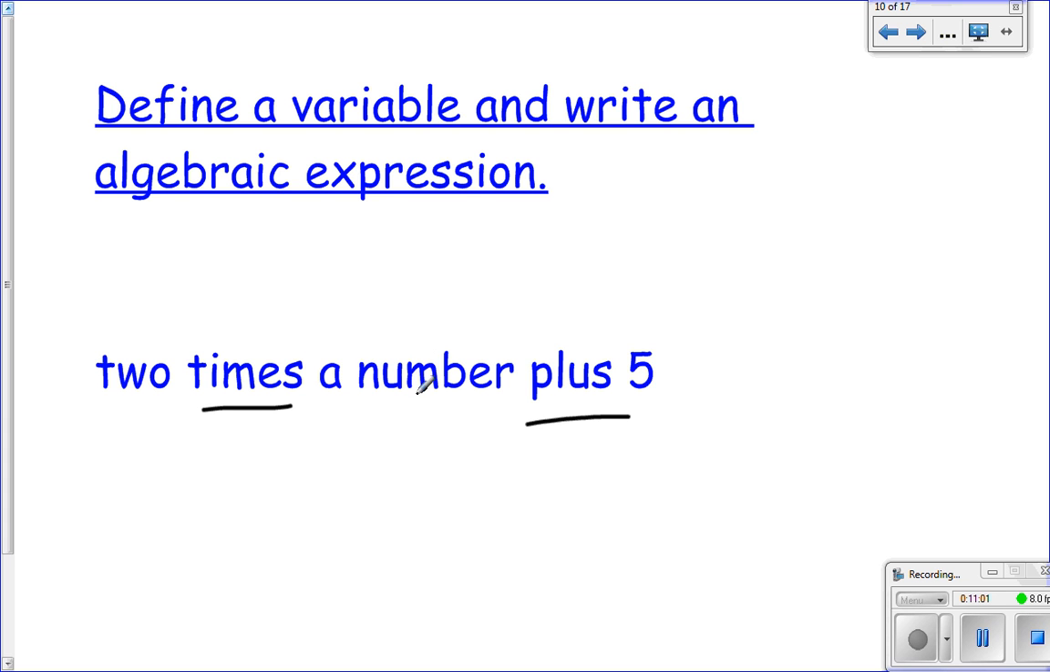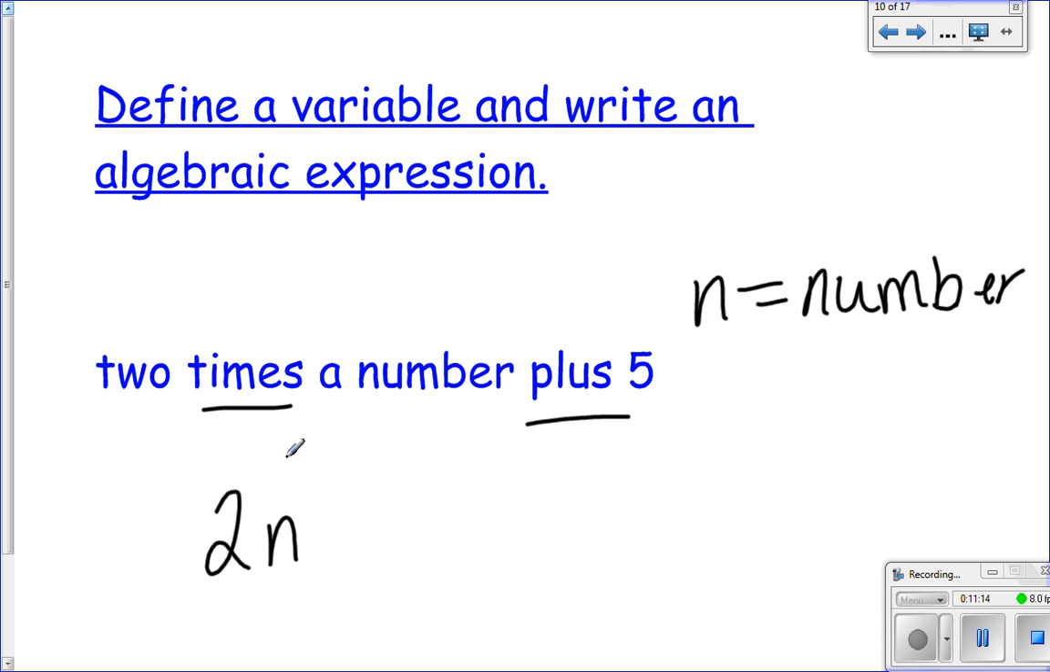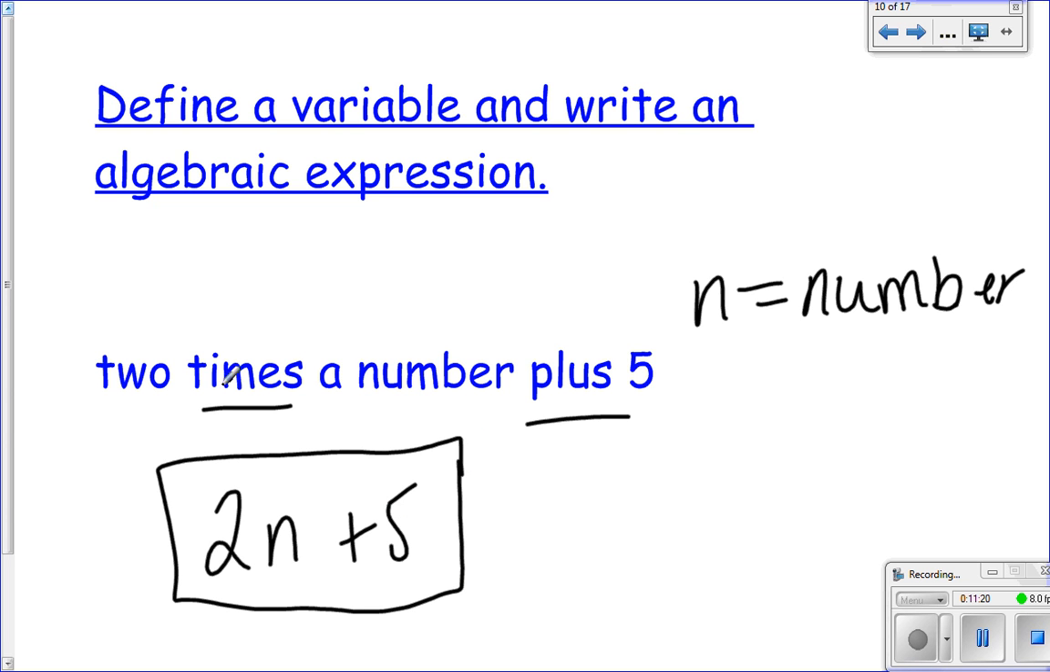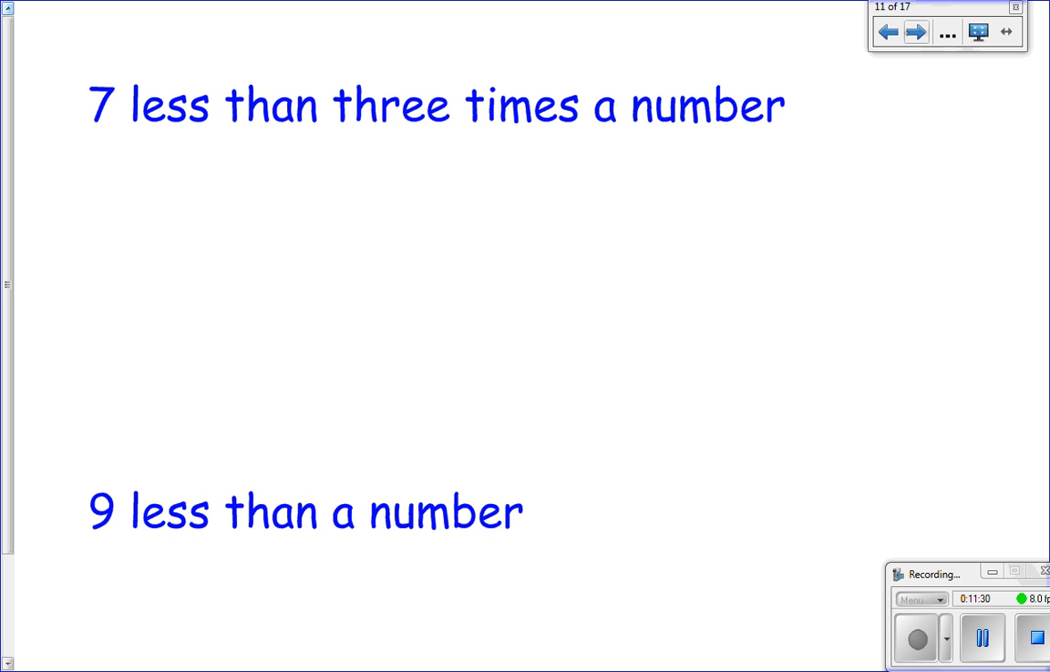Well, I know it's going to be multiplication. So 2 times a number. I don't know what the number is, so I'm just going to use the letter n and say this represents a number. So I've defined my variable. So I have 2 times a number n plus 5. I've identified the operations that we're using, asked myself if either of these are the ones where we flip the order, and then defined my variable.